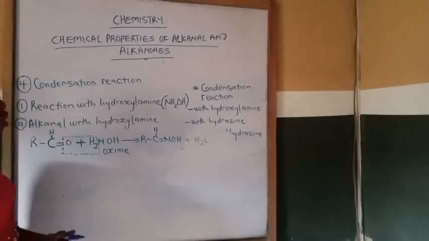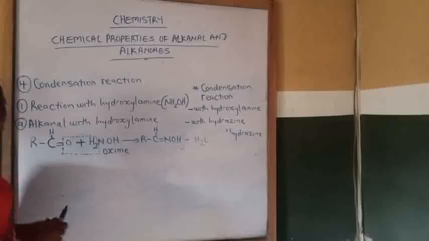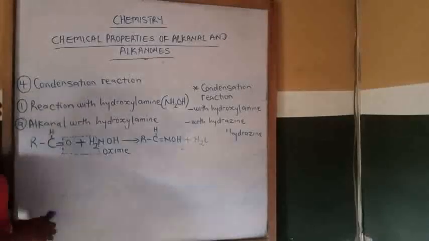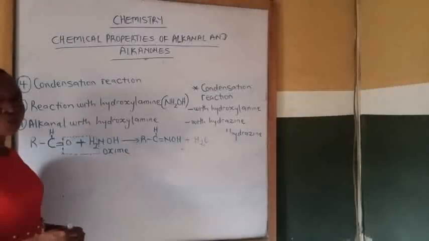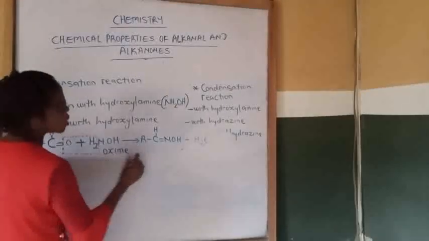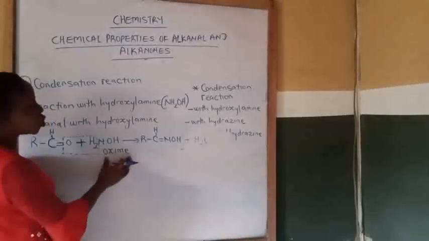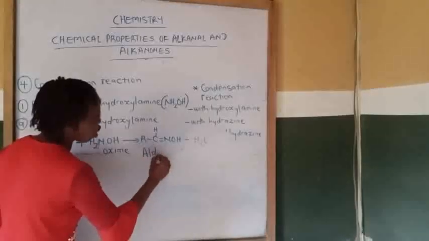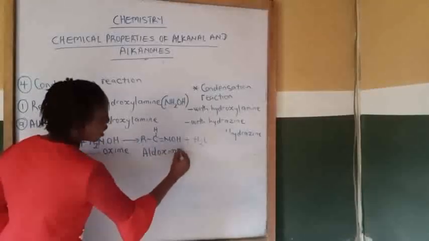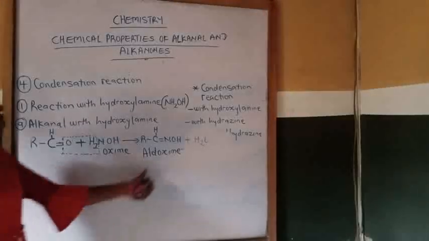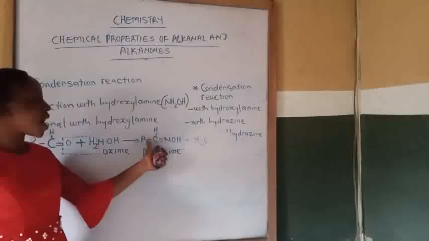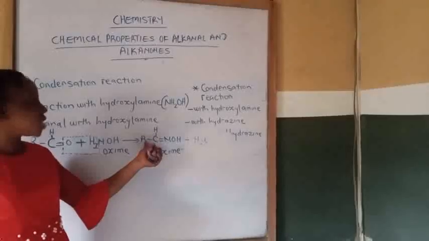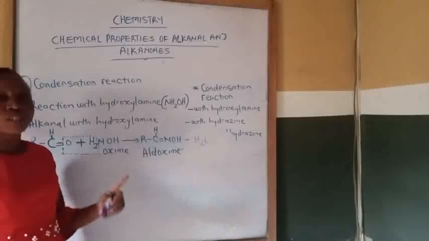So what are we going to call the product formed? Don't forget that alkanal is also known as aldehyde. The product will now be aldehyde plus oxime, and we call it aldoxime. You name it according to the member of alkanal, when you replace R with a known alkyl group.